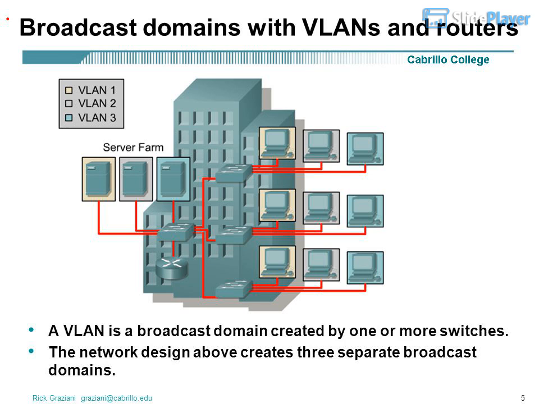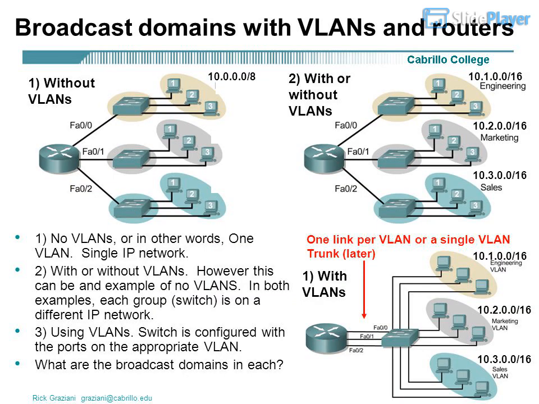Broadcast domains with VLANs and routers. 10.0.0.0/8. With or without VLANs. 10.1.0.0/16. Without VLANs. 10.2.0.0/16. 10.3.0.0/16. No VLANs, or in other words, one VLAN. Single IP network. With or without VLANs. However, this can be an example of no VLANs. In both examples, each group, each switch, is on a different IP network. Using VLANs, switches are configured with the ports on the appropriate VLAN. What are the broadcast domains in each? One link per VLAN or a single VLAN trunk. Later.